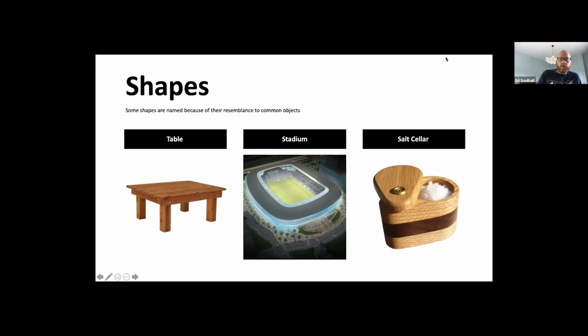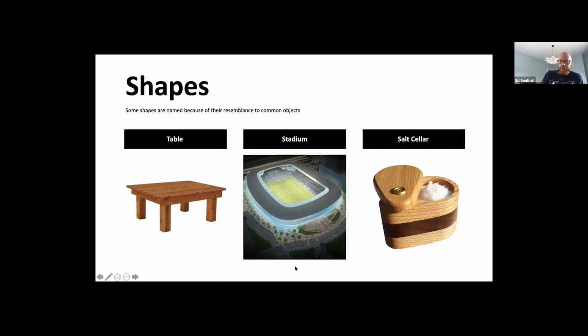Here's some more shapes that we're going to get onto. So some of the shape names in the family, in the 4-sided shape family, are named after objects. So it's kind of like sod the conventions. Let's just look at what's over there. Oh, let's call it that. So here's 3 examples of real objects that shapes have been named after.